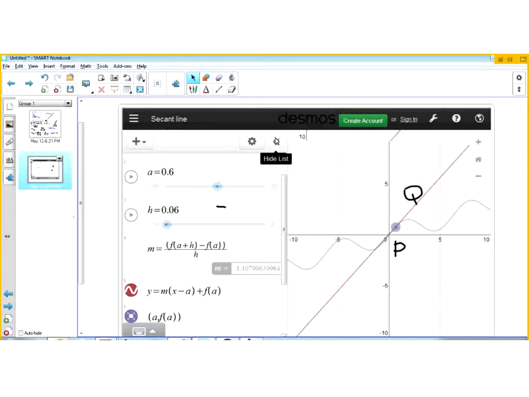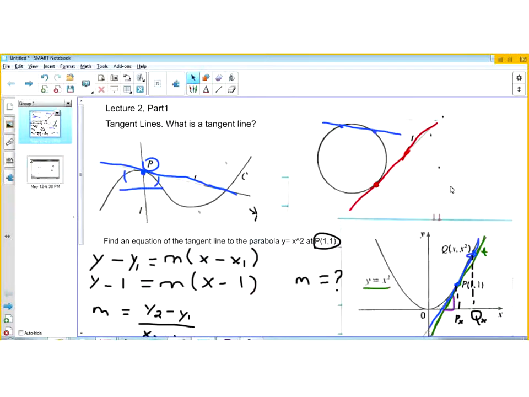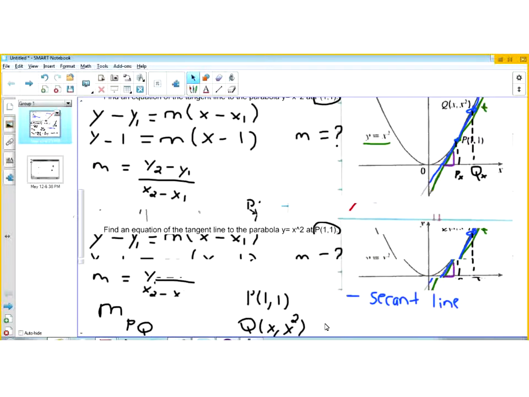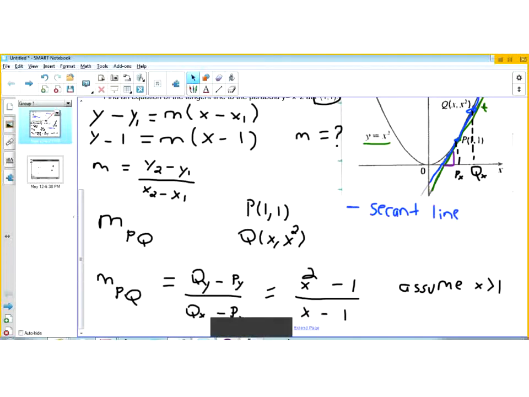So that's one of the things we need to do, and we can show that. We're going to do the same thing with this parabola. As Q approaches P, the thought goes that we anticipate that the slope of the secant line approaches the slope of the tangent line. And once that happens, we have the slope of the tangent line, and we can finally extract the equation of our tangent line.